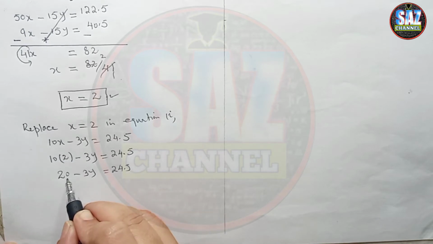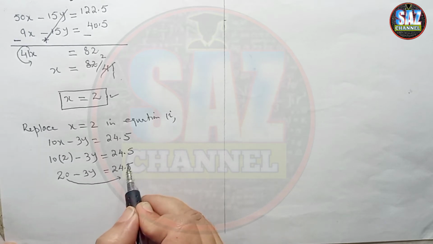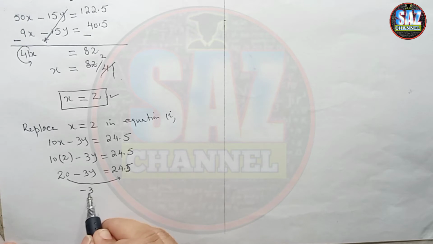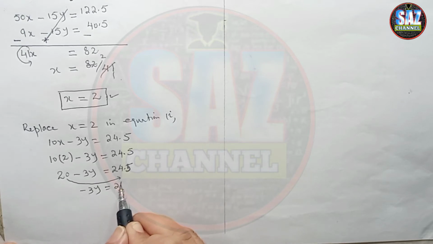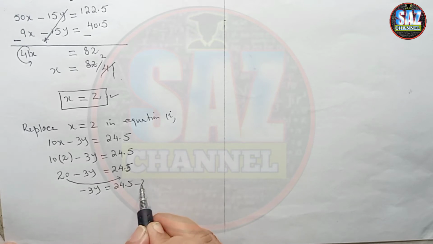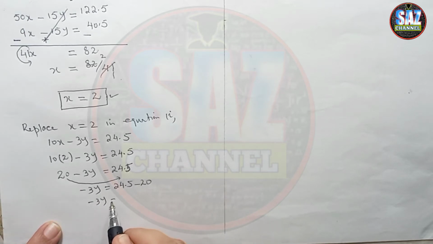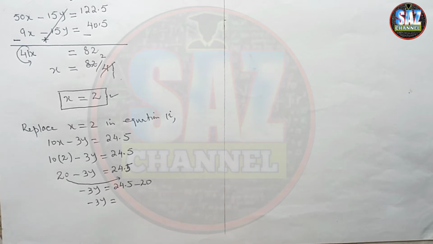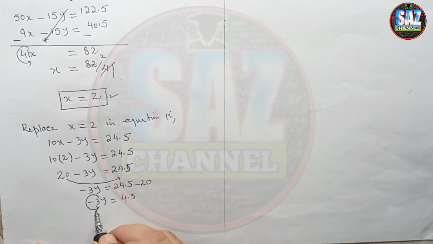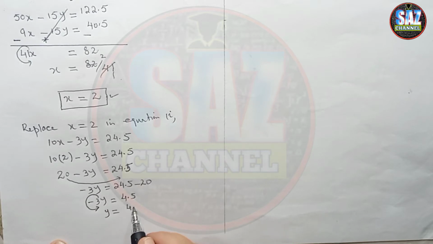10 times 2 is 20 minus 3y equals to 24.5. Shift 20 to other side. Minus 3y equals to 24.5 minus 20, and when I will be taking away 20 from 24.5, I will be left with 4.5. Okay, yes, this is 4.5. In order to get value of y, I have to shift this minus 3 to other side, 4.5 by minus 3.